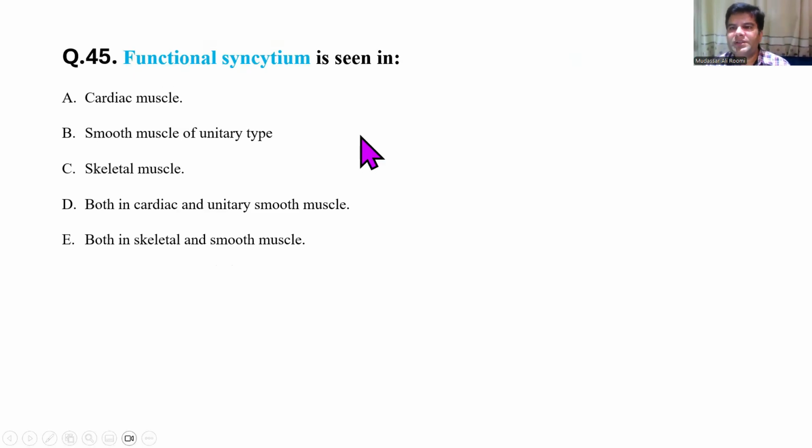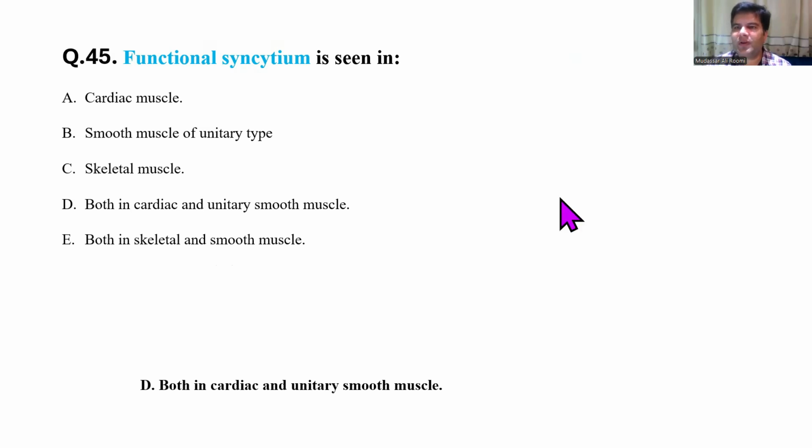Next question is, functional syncytium is seen in, options are A cardiac muscle, B smooth muscle of the unitary type, C skeletal muscle, D both in cardiac and unitary smooth muscle, E both in skeletal and smooth muscle. And the answer is both in cardiac and unitary smooth muscles. Functional syncytium means the cells in a tissue behave as a functional unit. So this is seen in case of cardiac muscle and the unitary type of smooth muscles because they have gap junctions in them. And because of presence of gap junctions, if one part of the cardiac muscle is excited, the signal will rapidly spread to the other cells as well. And in this way, the whole muscle will be excited all at once, making it a functional unit or functional syncytium.